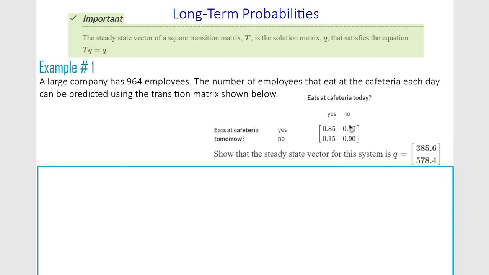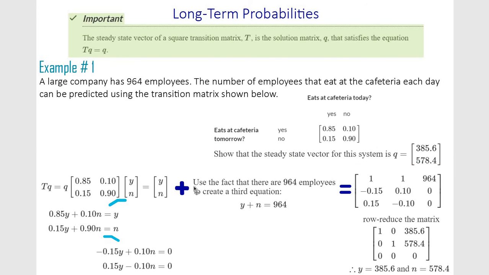So here we had our cafeteria and employees. What we start with is our transition matrix. Using this formula, we can write the transition matrix times our state vector. We're showing that this is it. Well, we multiply, and now we get a system of equations. I don't know why the arrow didn't continue.